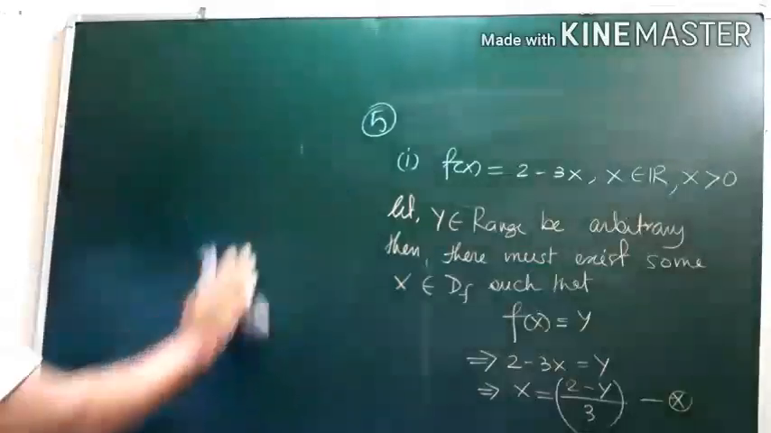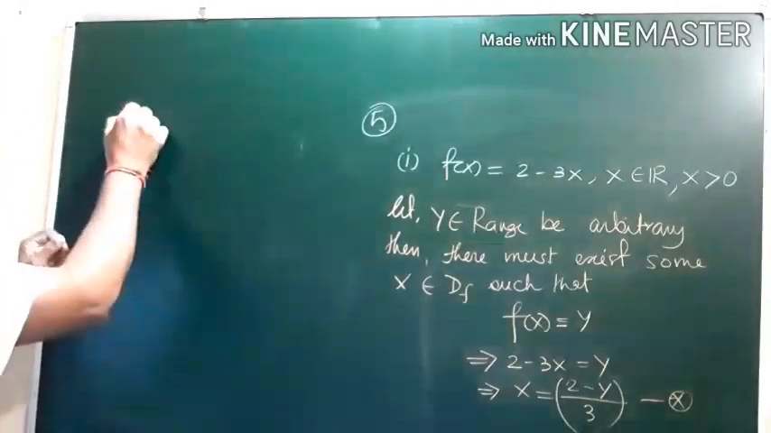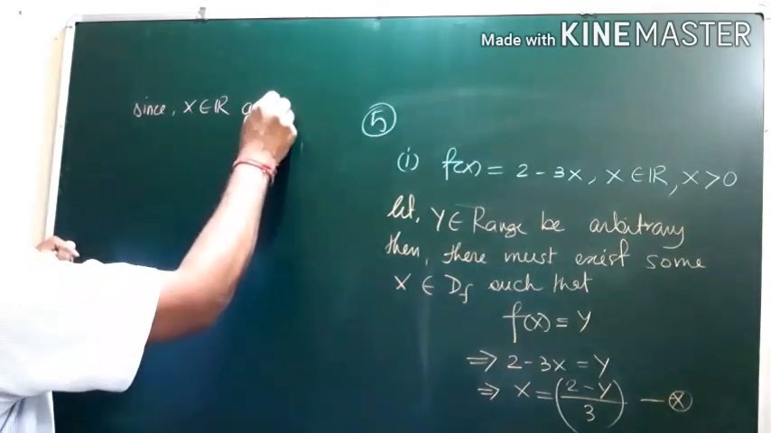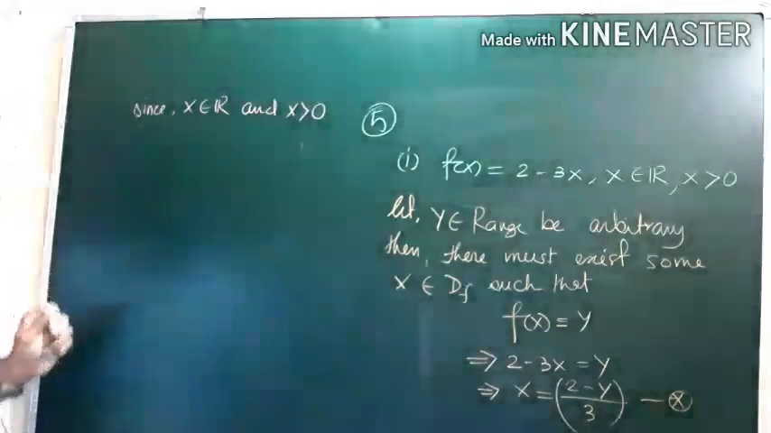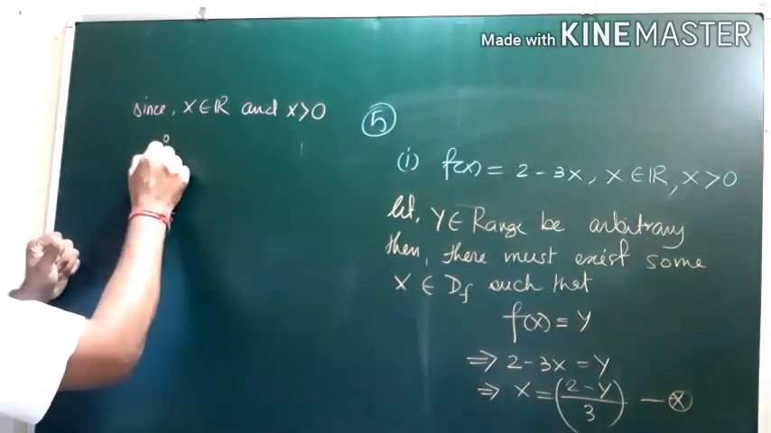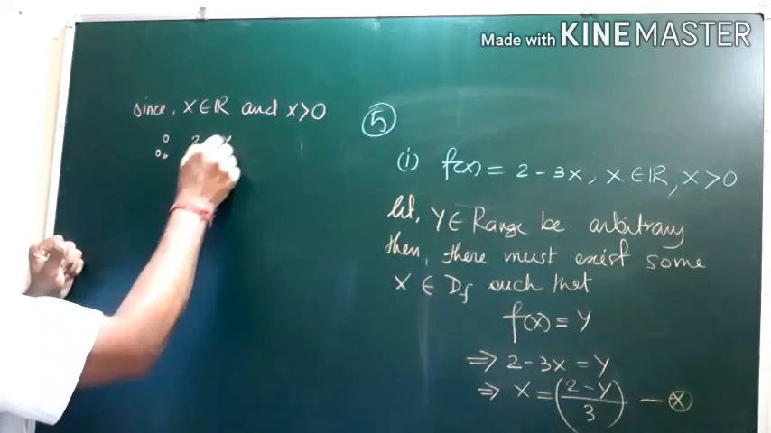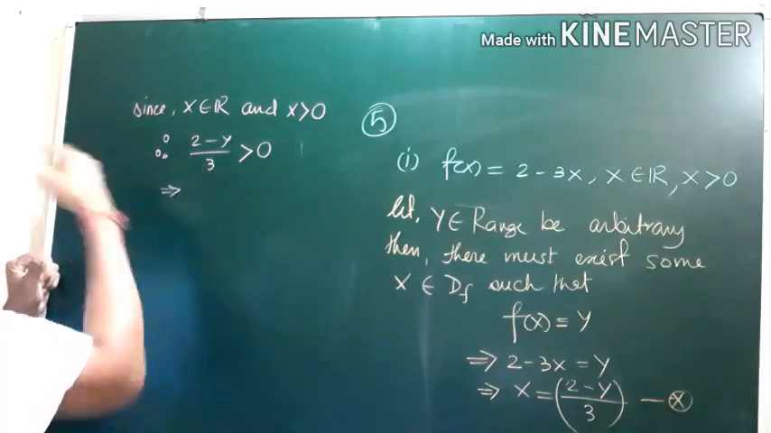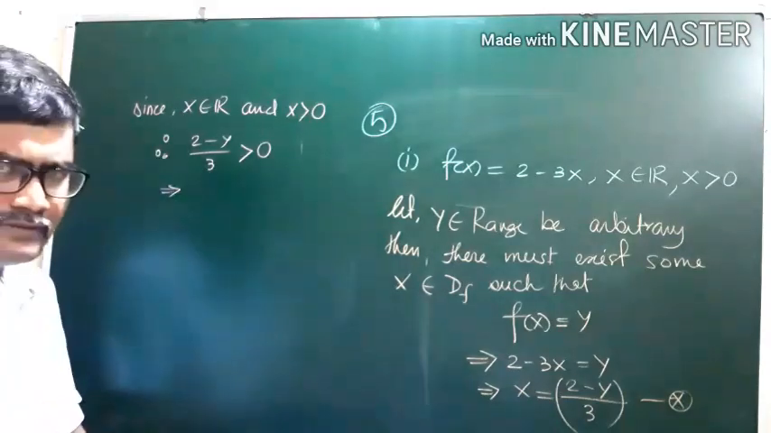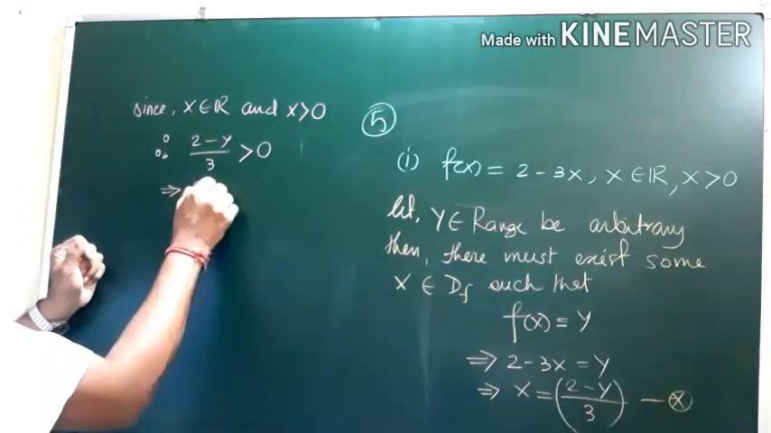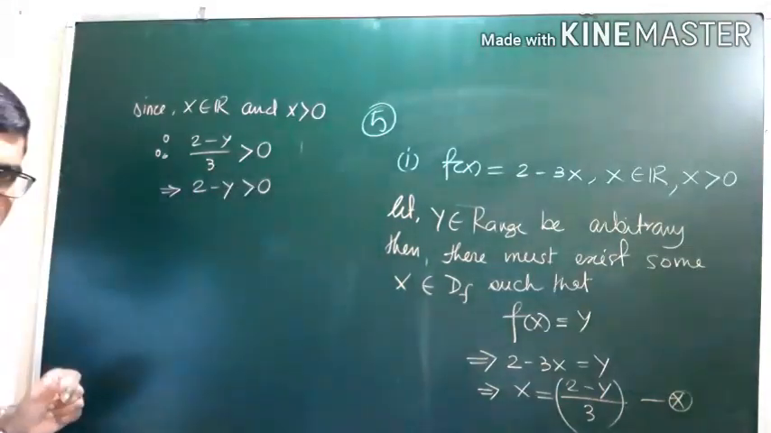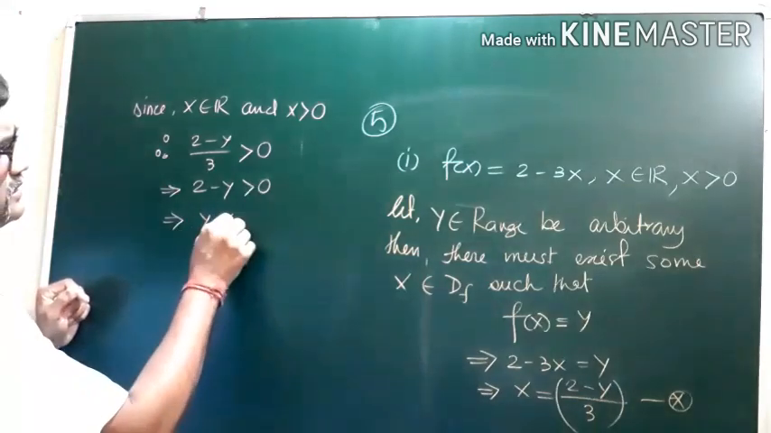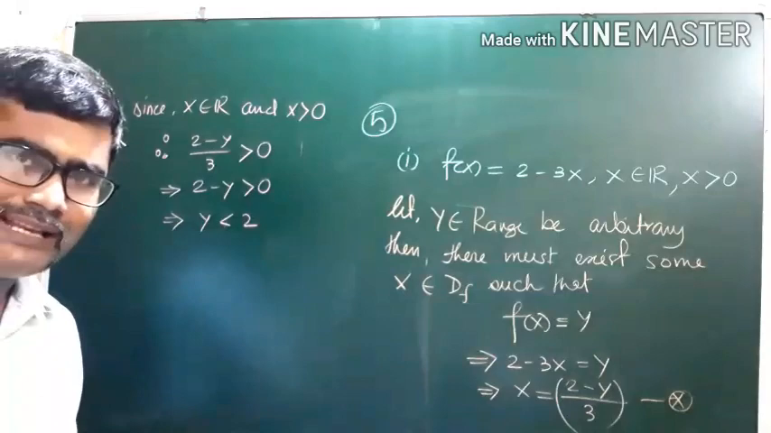So our observation is this, and we are now going to conclude. Since x is real and x is positive, therefore very clearly you can write this quantity should also be positive, because this was x. Now this is not negative, it is positive. So to become completely positive, this has to be positive. So what will we get? y less than 2.